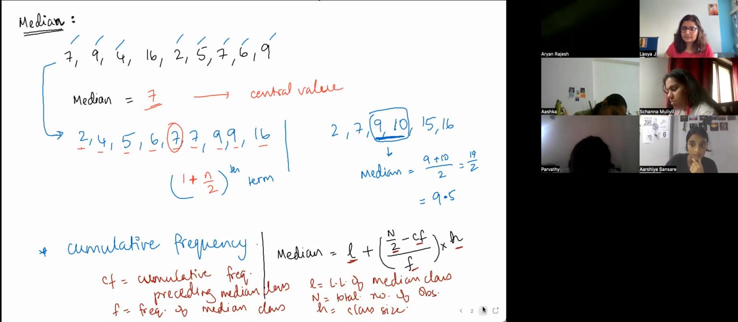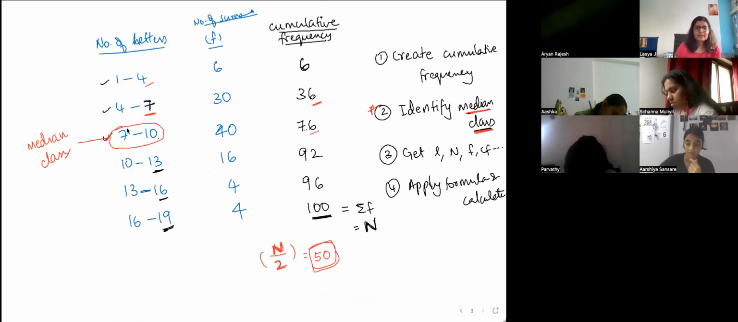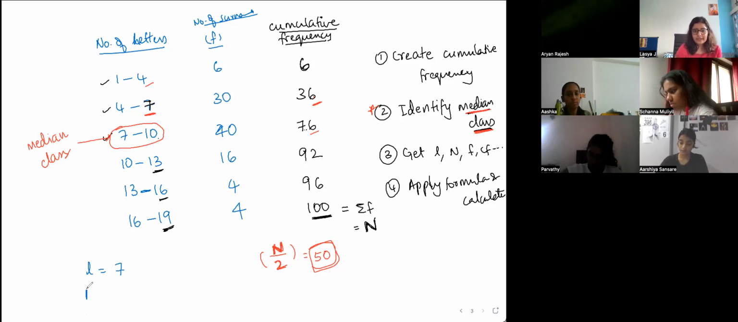Question that I'm solving. So once you have the median class, L, what is the value of L? Lower limit, 7. Next, N, we already got it. N equal to 100, so N by 2 is 50. So CF kya hoga? What are you guys taking as CF?